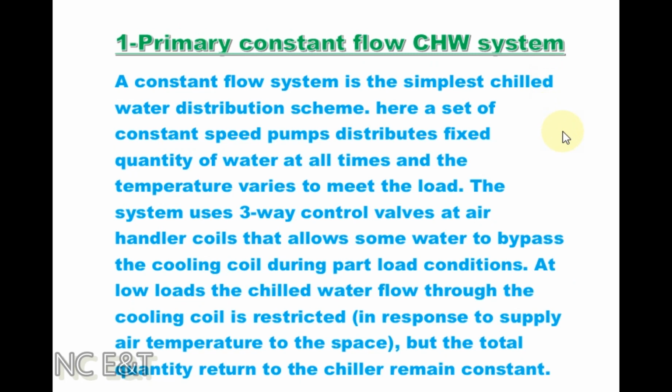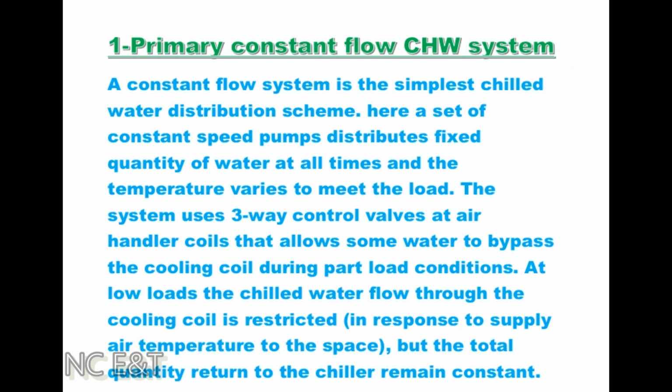Let us start from the first one, that is the primary constant flow chilled water system. A constant flow chilled water system we can define as the simplest chilled water distribution system, where a set of constant speed pumps distribute a fixed quantity of water at all times and the temperature varies to meet the load. This system uses three-way control valves at air handlers, that is AHUs or FCUs, that allow some water to bypass the cooling coil during part load conditions.